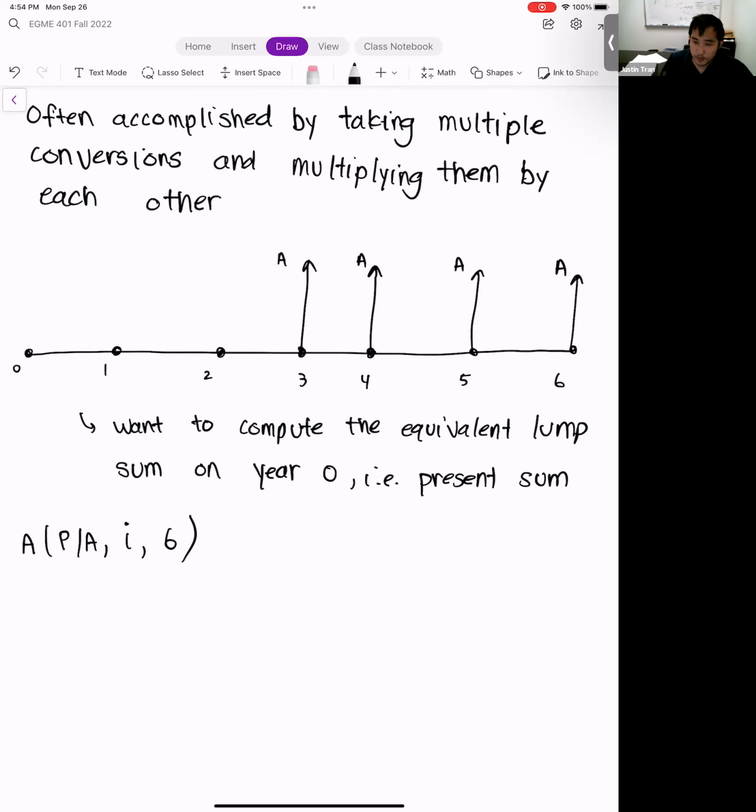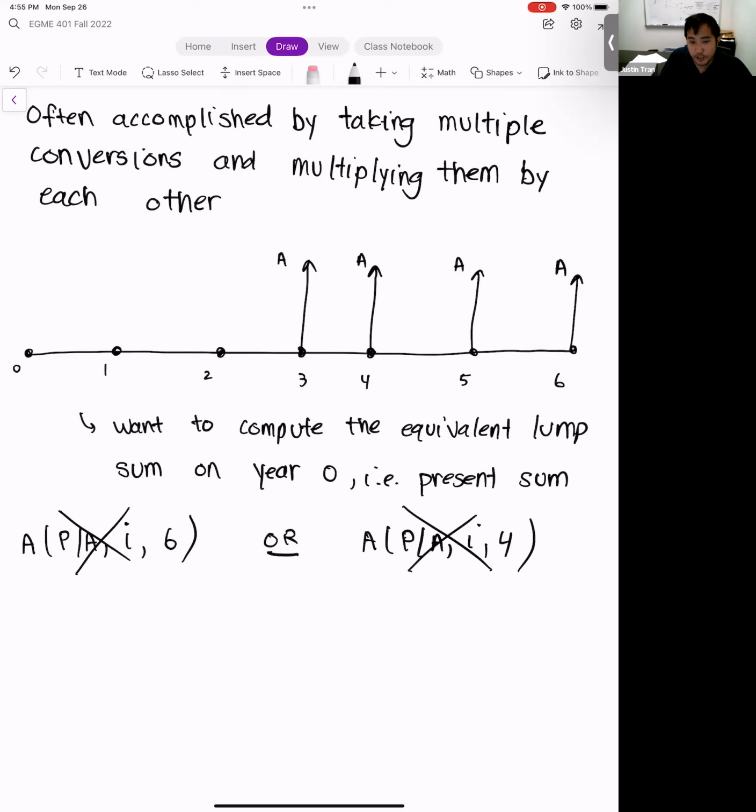Because the uniform series ends on year 6, some might think that that might be the way to convert this. Or another way that people might think is to say that we can see that this uniform series only occurs 4 times, so it only repeats itself 4 times. And so another way that people might do it is something like this, but they put 4 in for the n, and then call it a day. Unfortunately, both of these are actually wrong.